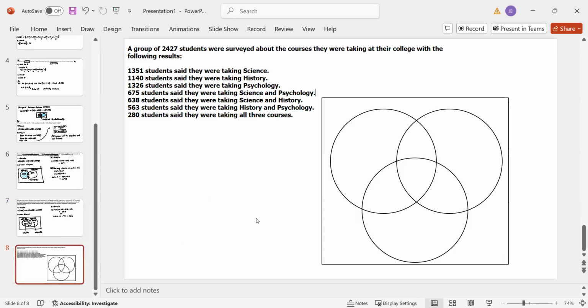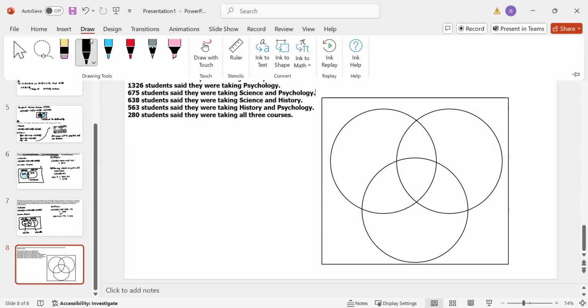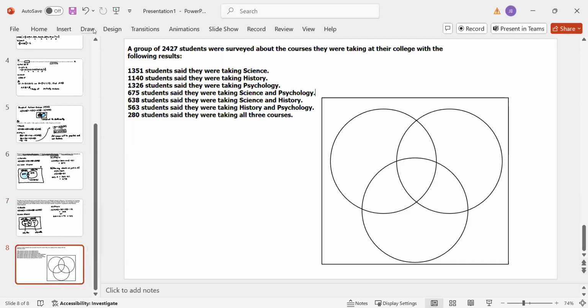Okay, so here's just one more Venn diagram problem. This was kind of like similar to the last homework question, but they just gave you a little bit more information. This one is just, I give you all of the information that you need. And so all you have to be able to do is just fill out the Venn diagram. So I would probably just label these as like science, history, and psychology, right?